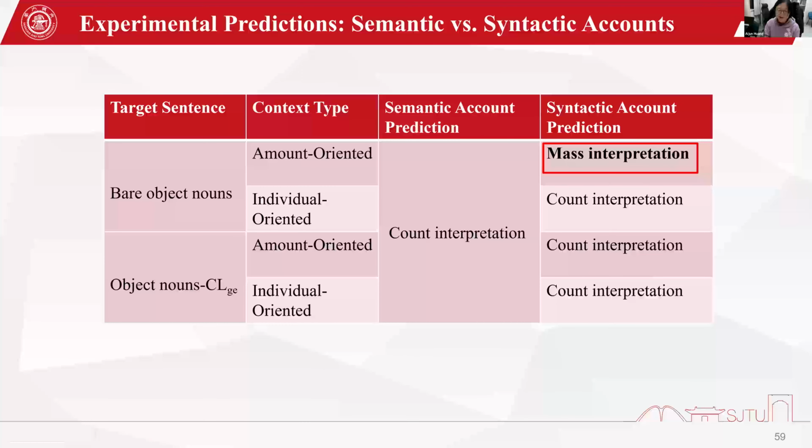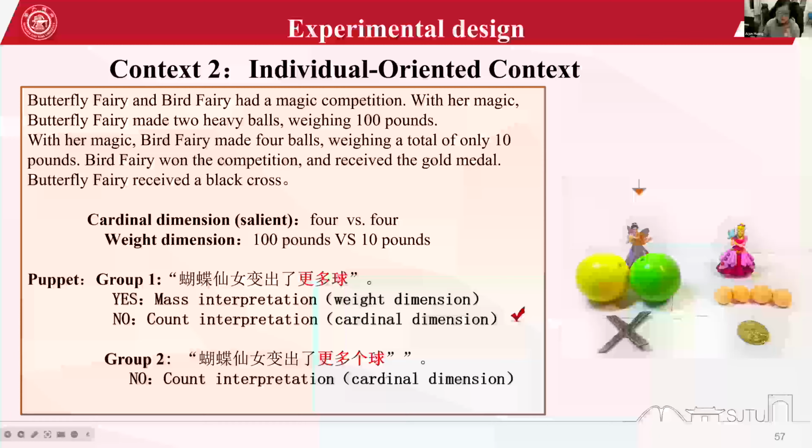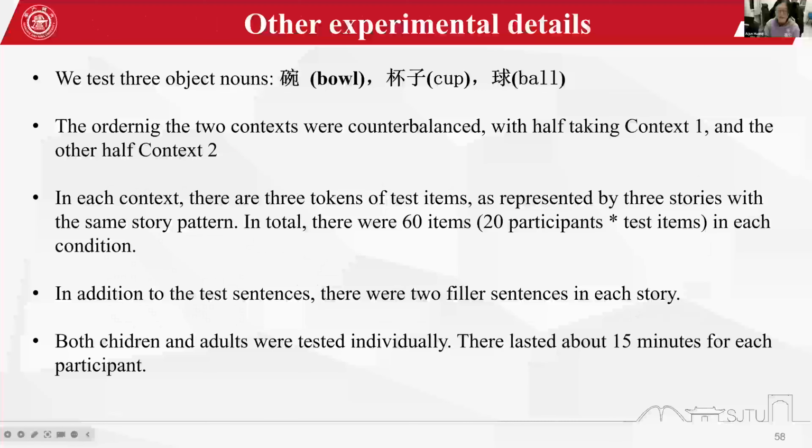Okay, so this is the prediction. We say the semantic account and the syntactic account would have different predictions for this experiment. The semantic account would predict that only the count interpretation is possible. Remember, this account says that with or without a classifier, object nouns only assign count interpretations. So for this semantic account, these two sentences have no differences. They only get a count interpretation.